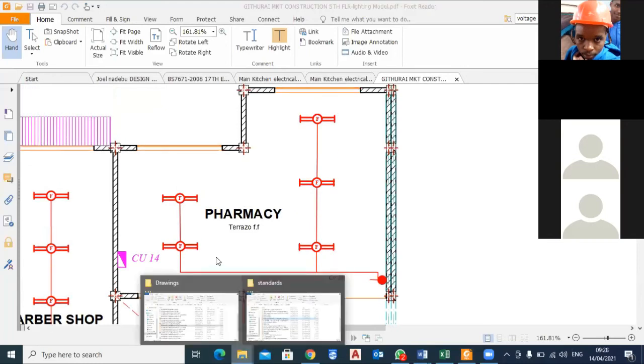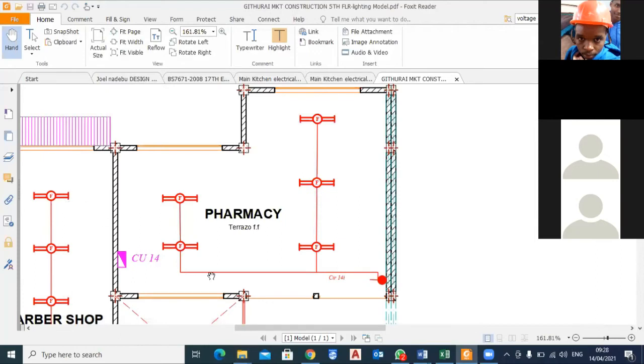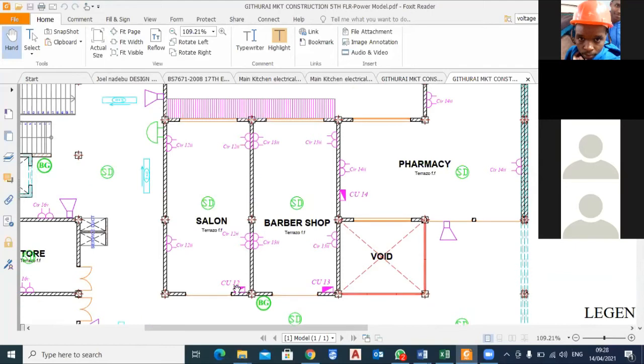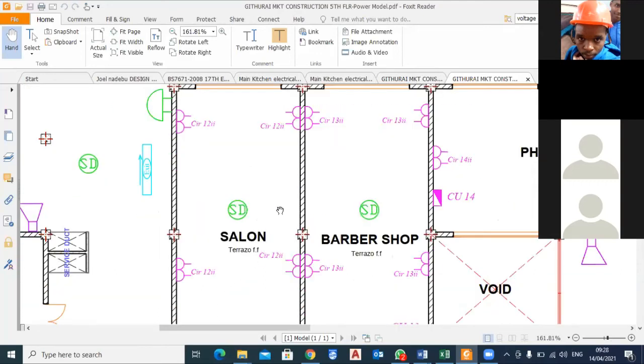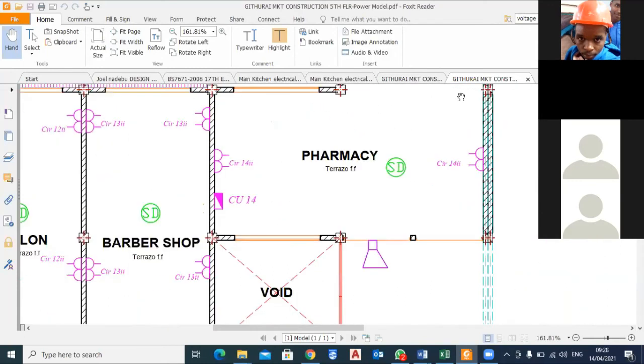If I were to show you the sockets, our model for the same. You can see for consumer unit 12, I have named here circuit 12, Roman 2. And you see this one, there are 1, 2, 3, 4. And this area is not more than 100 meter square. Hapa ni 13 Roman 2, hapa ni 14 Roman 2. That's how you choose to name.